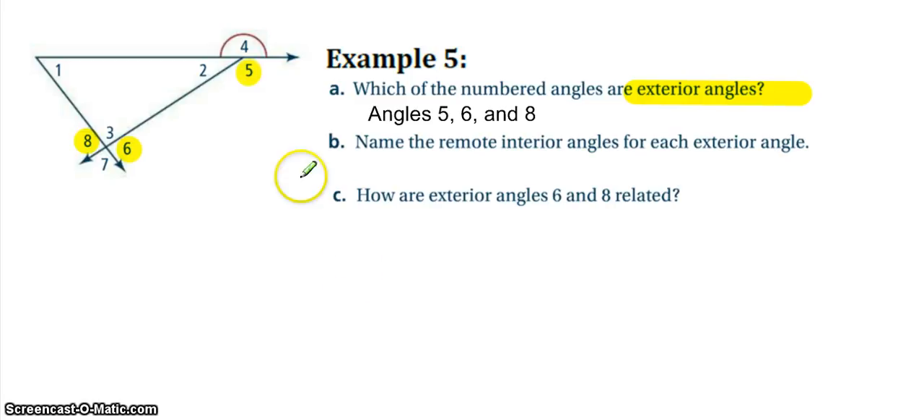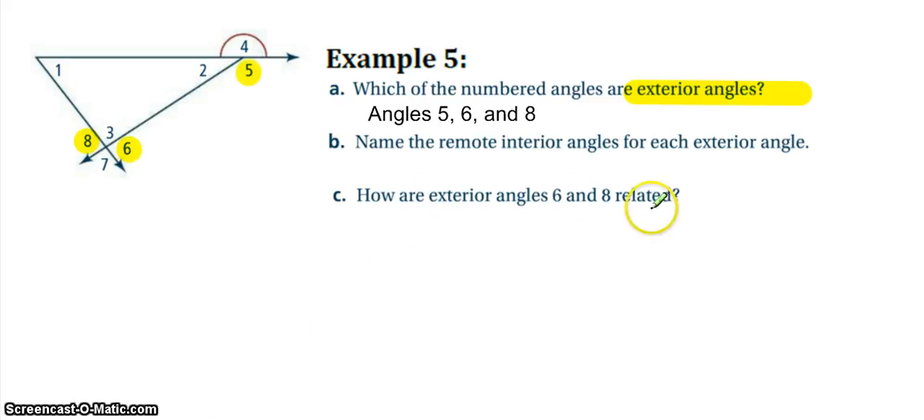Alright, my exterior angles then would be angles 5, 6, and 8. If I look at angle 5, its remote interiors would be 1 and 3. If I look at angle 6, the remote interiors would be 1 and 2. And if I look at angle 8, the remote interiors are angle 1 and angle 2 also. Remember, the remote interiors are always the angles that are not right next to it. So you would go ahead and have those listed out here in B, that 5 matches 1 and 3, 6, 1 and 2, and 8 matches 1 and 2 also.